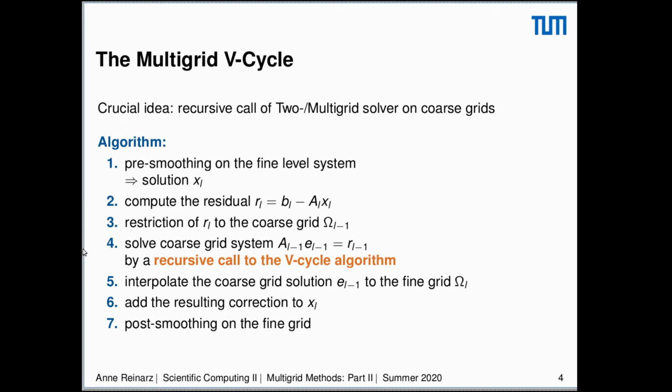Okay, so to finish going through the algorithm, we then interpolate the coarse solution back to the fine grid, add the resulting correction to x, and do some post-smoothing on the fine grid.